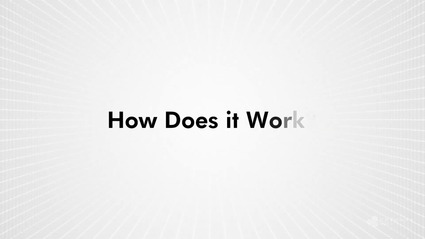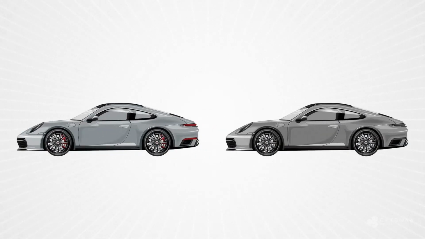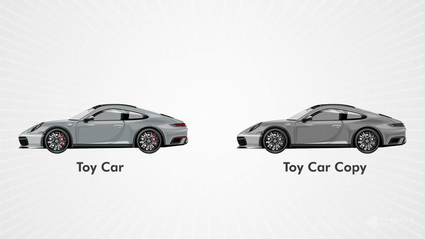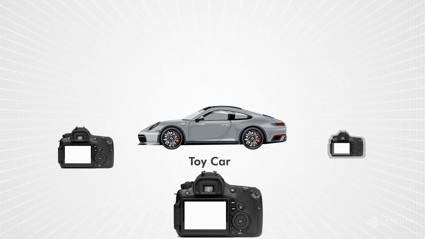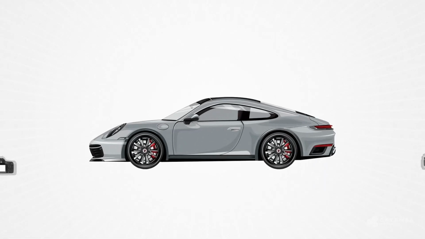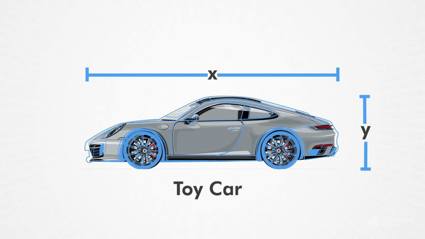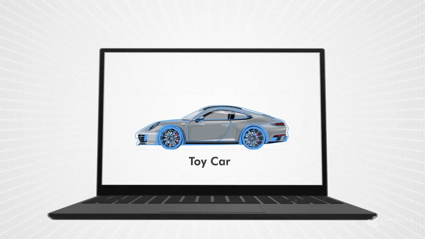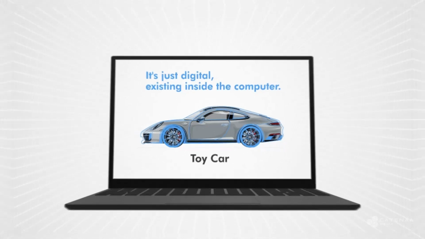What is a digital twin? How does it work? Imagine you have a toy car and you want to make a perfect copy of it. So you take a bunch of pictures of your toy car from all angles, measure its size, and note down all its special features. Then you use all this information to create an identical replica of your toy car on a computer. This computer version is like a twin of your real toy car. It's just digital, existing inside the computer.